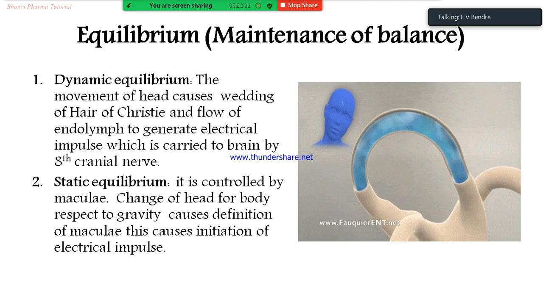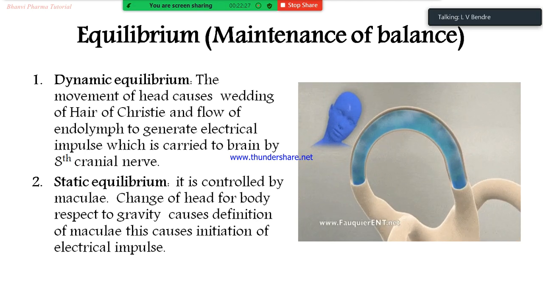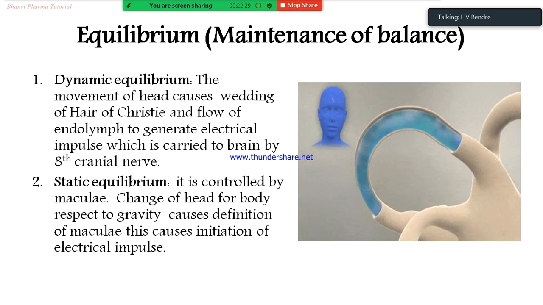Next mechanism: the equilibrium mechanism, or maintenance of balance.